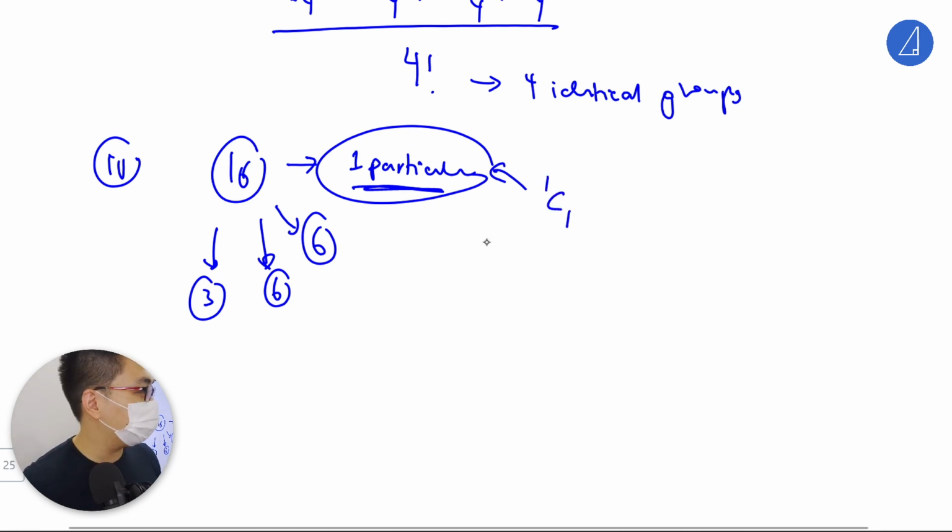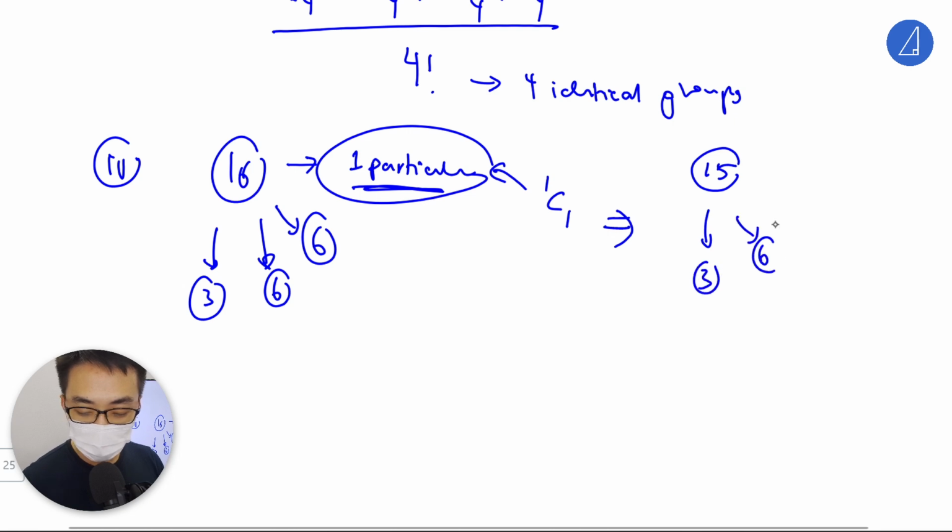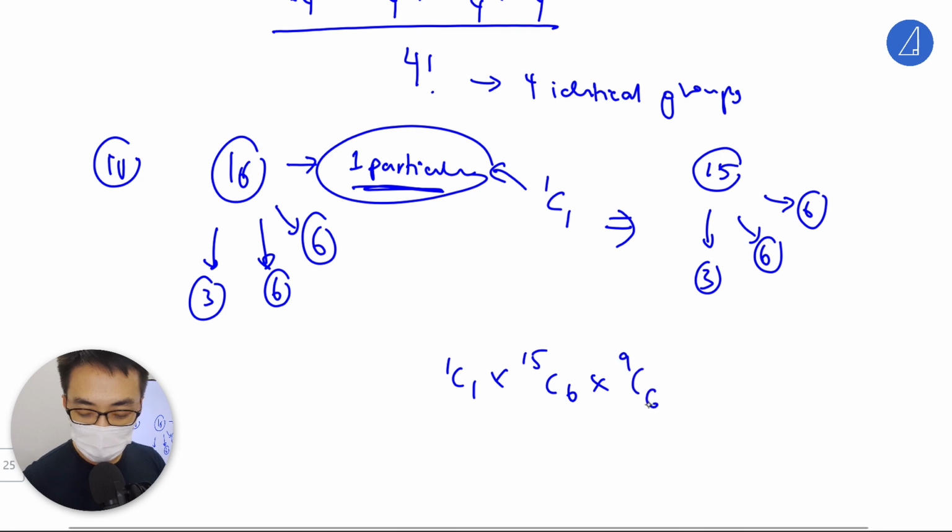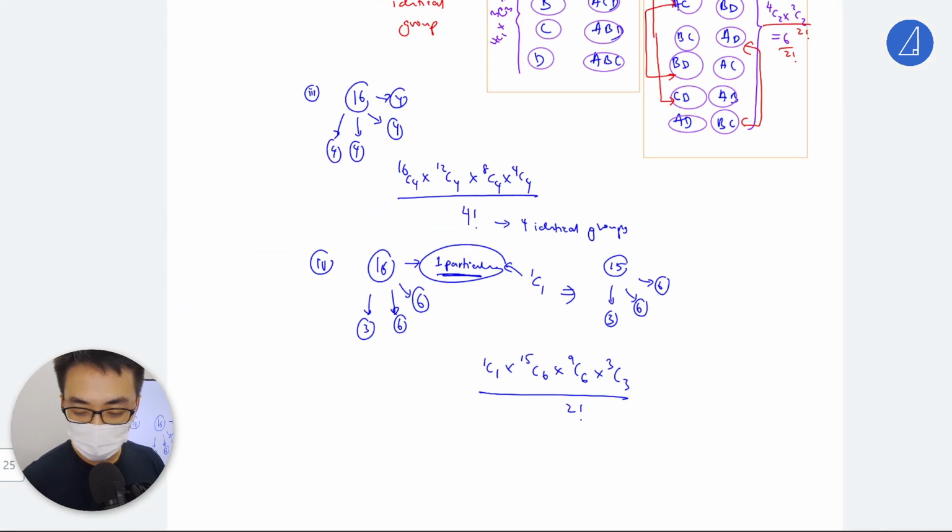So the word particular is important. There's this particular guy named Harry or Tommy, whoever it is, so you single him out. So you can actually see it as equivalent to just distributing 15 people. So this is just 1 choose 1 times 15 choose 6 times 9 choose 6 times 3 choose 3, over 2 factorial. That should be the answer.